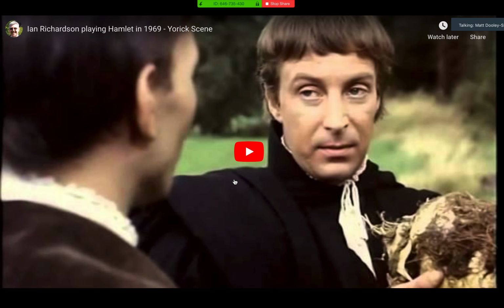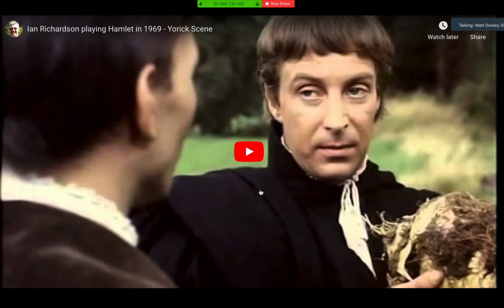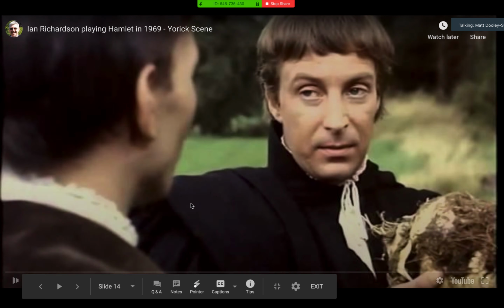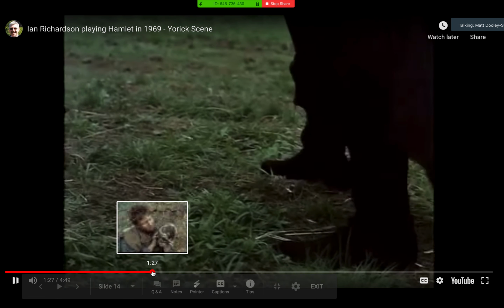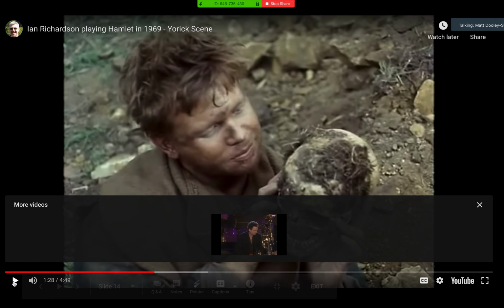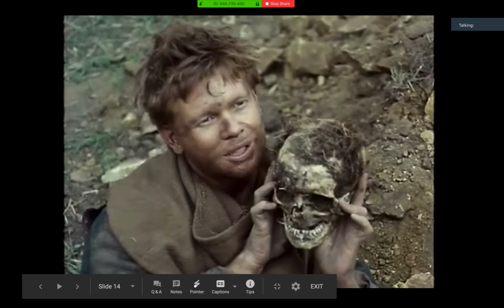So let's get into the actual scene. This is from 1969. It's got Ian Richardson as Hamlet and a very young Patrick Stewart playing Horatio. And I'm going to try and skip us forward a bit to where the relevant moment starts. So Hamlet, of course, is in the graveyard, and a gravedigger is handing him a skull.